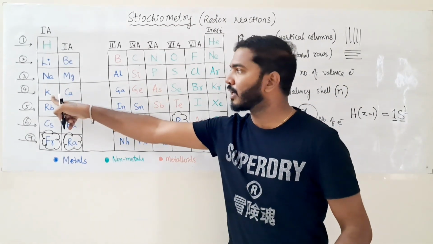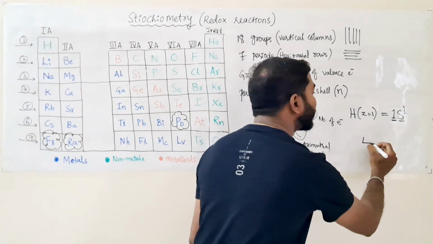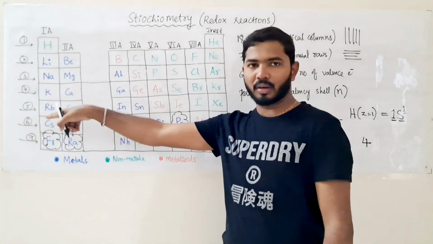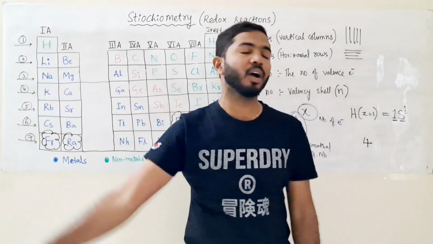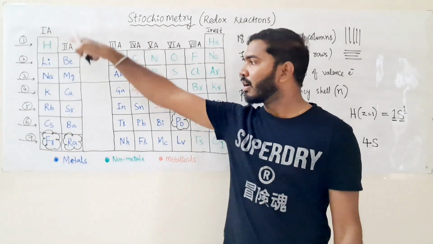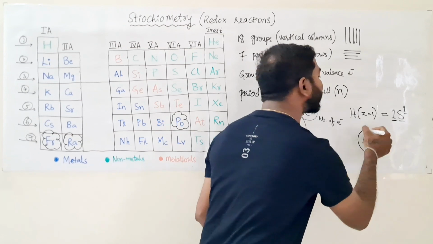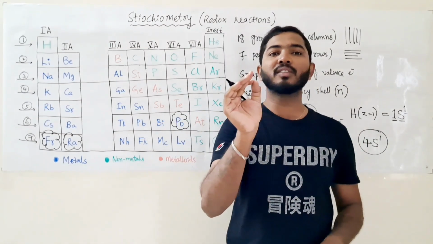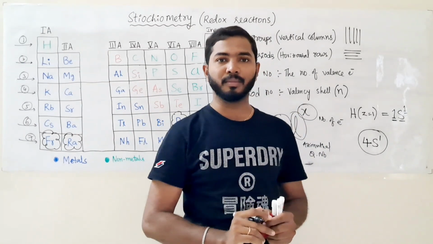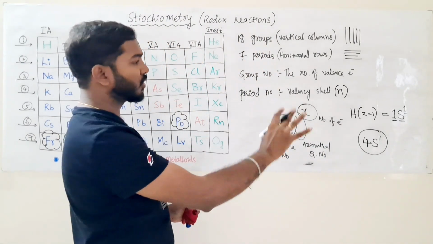Potassium is present in 4th period. So we can write its valency shell is 4, and it is present in S block. So we can write down S. And it is located in first A group. So we can write down 1. So this 4s1 is the valency shell electronic configuration of the element potassium. Clear? Let me just, try to take a screenshot.